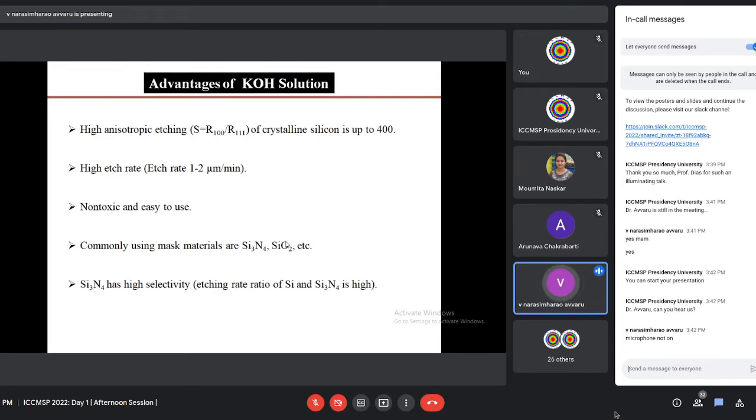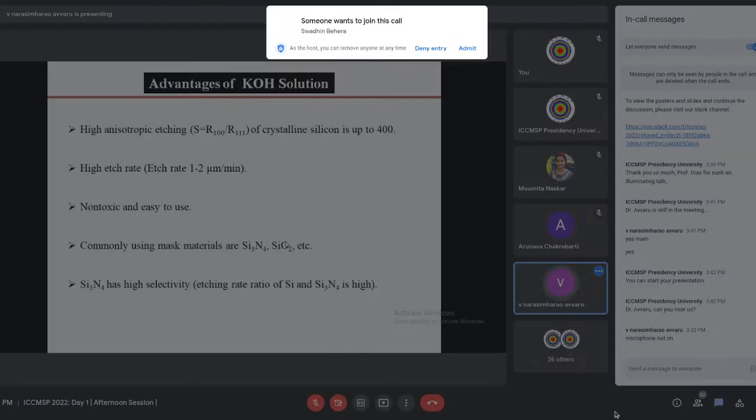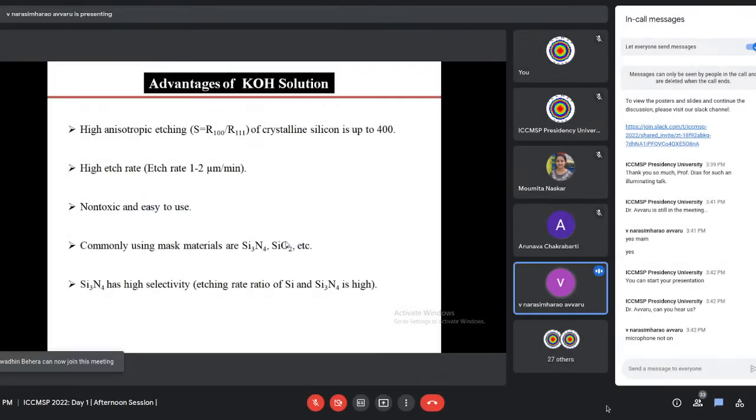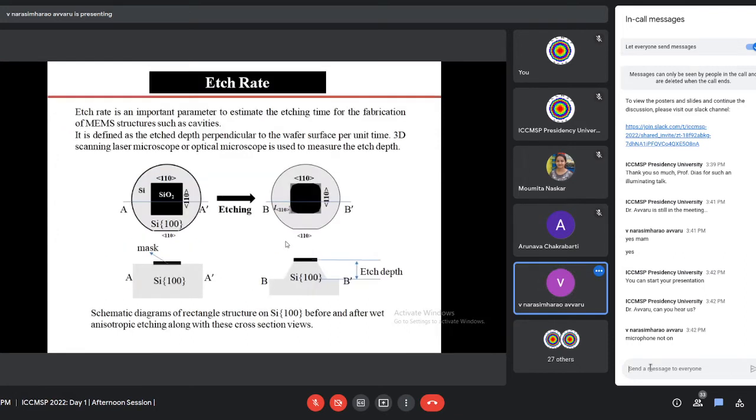Commonly used mask materials are Si3N4 and SiO2. KOH has high selectivity with Si3N4. Now I am going to present the etch rate of crystalline silicon. Etch rate is an important parameter to estimate the etching time for fabrication of MEMS structures such as cavities. This is the top and cross-section view before and after wet anisotropic etching.